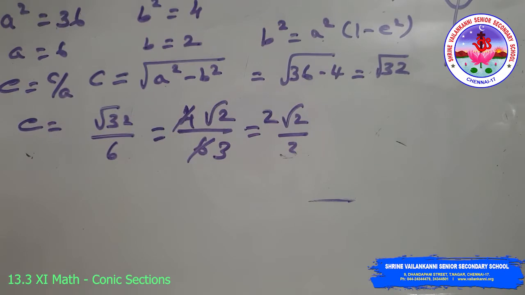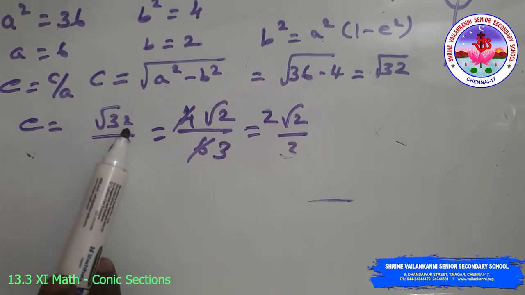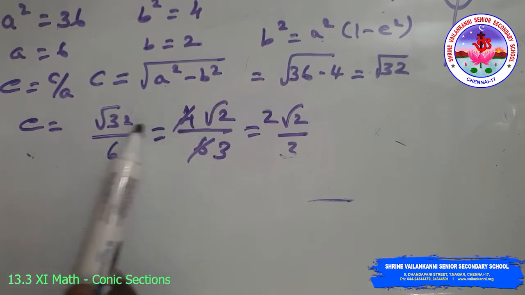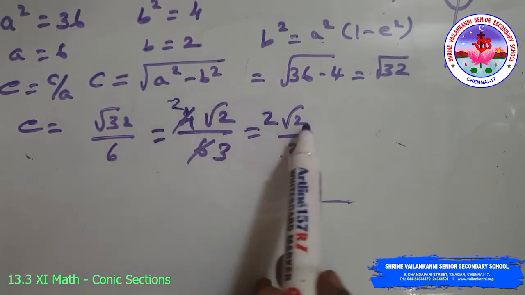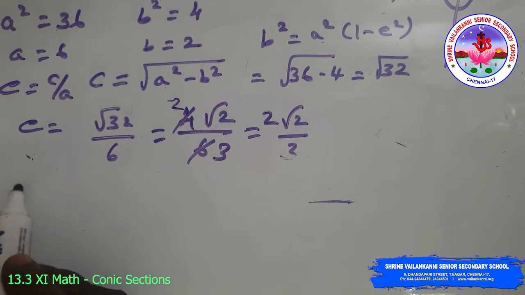e equal to root 32 by 6. So root 32 is 4 root 2 by 6. So cancelling this, we get 2 root 2 by 3. e is 2 root 2 by 3.